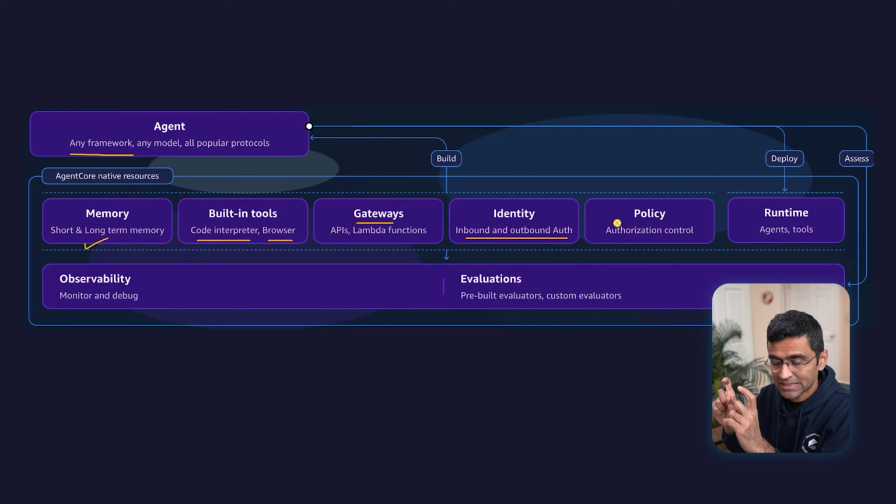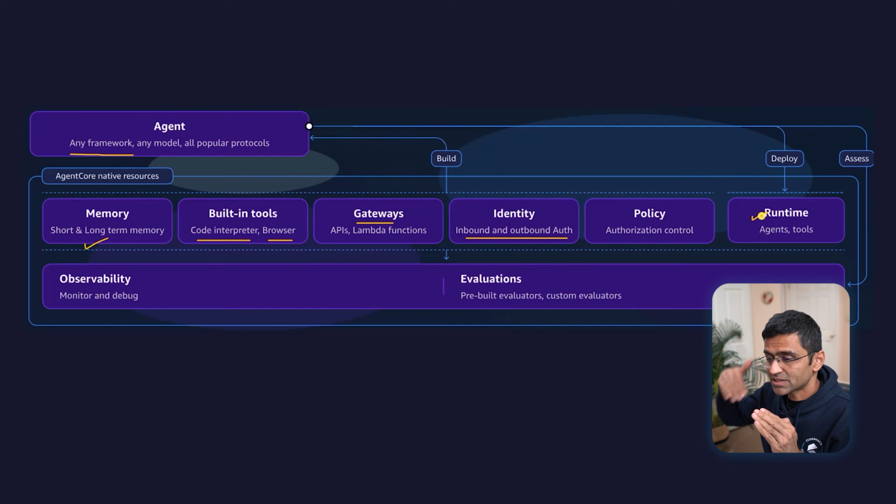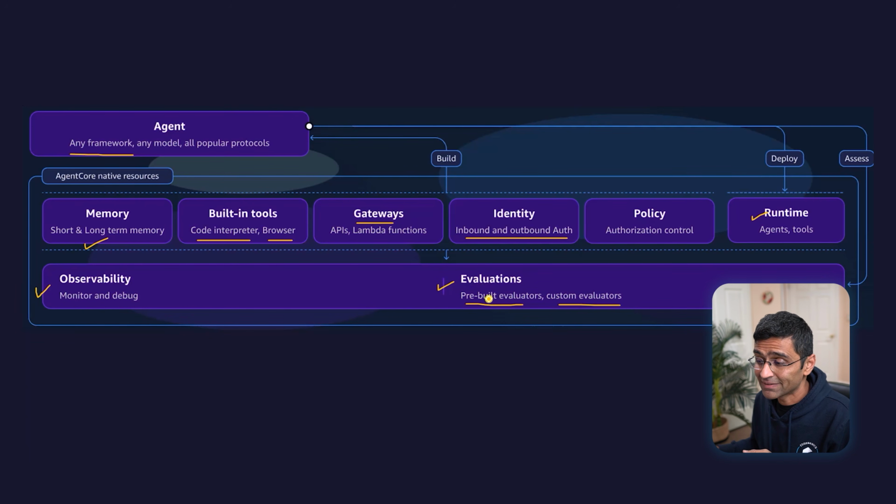So you can have a policy which will say do not allow issuing a refund beyond a certain threshold. These are the resources you will use along with the code, which is written in any of the frameworks, to build an agent, and then you will deploy it using Runtime. Once the agent is deployed, when you want to monitor it, you will use the observability feature. So here you can monitor and debug your agent. You can also use the evaluation feature here, by using pre-built evaluators and custom evaluators, to figure out how good your agent is.